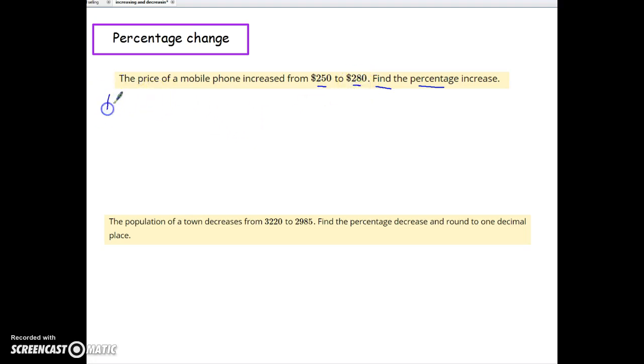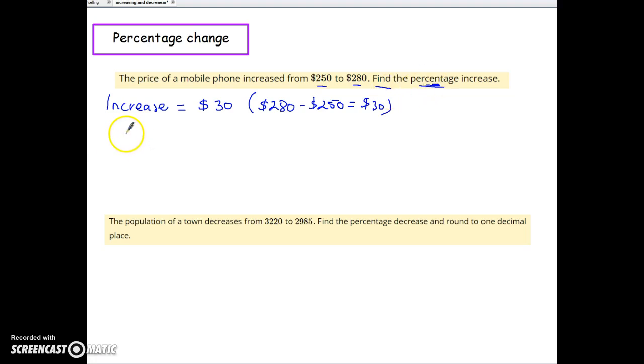So you can see that the increase is actually $30. It's gone from $250 up to $280, so it's gone up by $30. Now, if you can't work that out straight away, you can always just do 280, take away the 250, and that's going to give you $30. I want to know, what is that as a percentage of the original price?